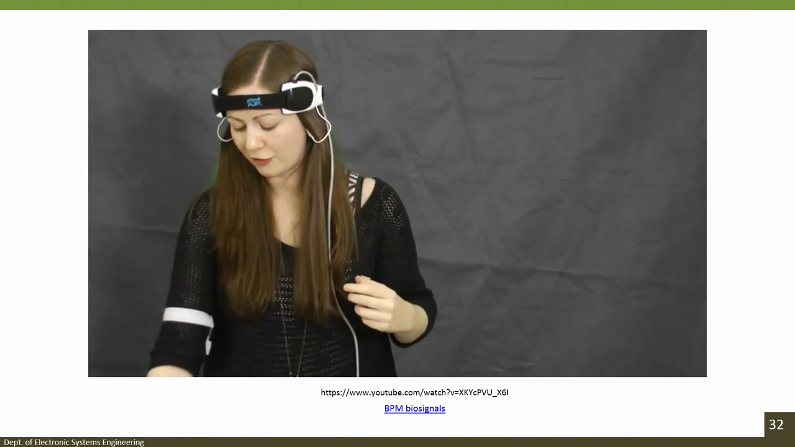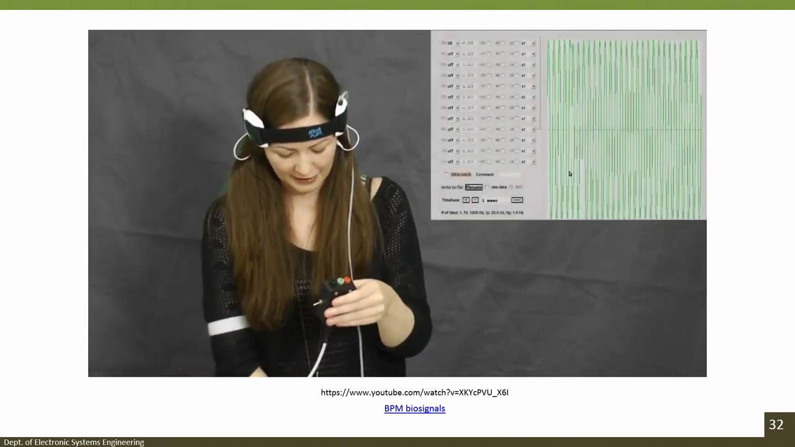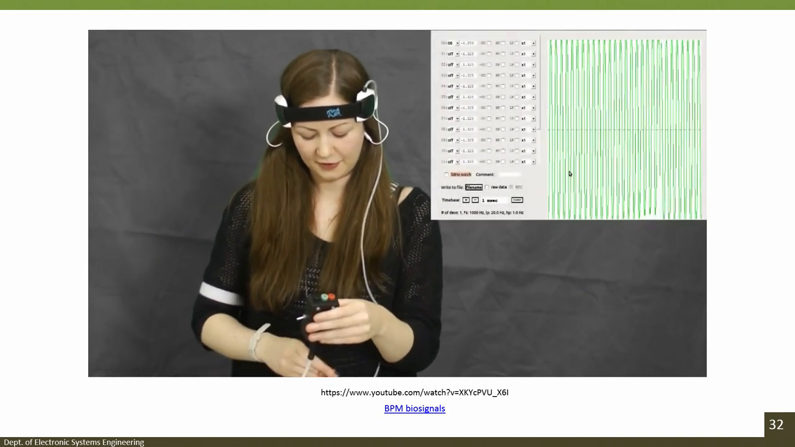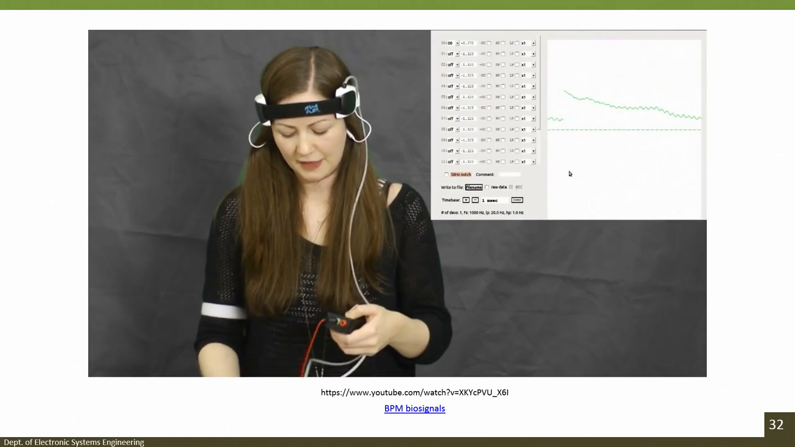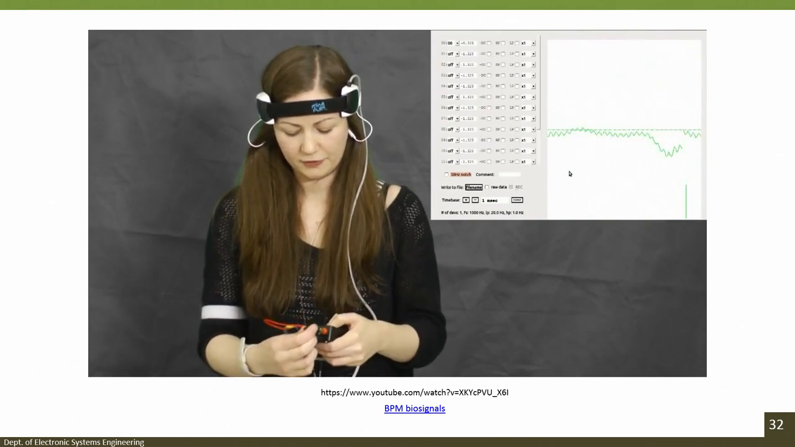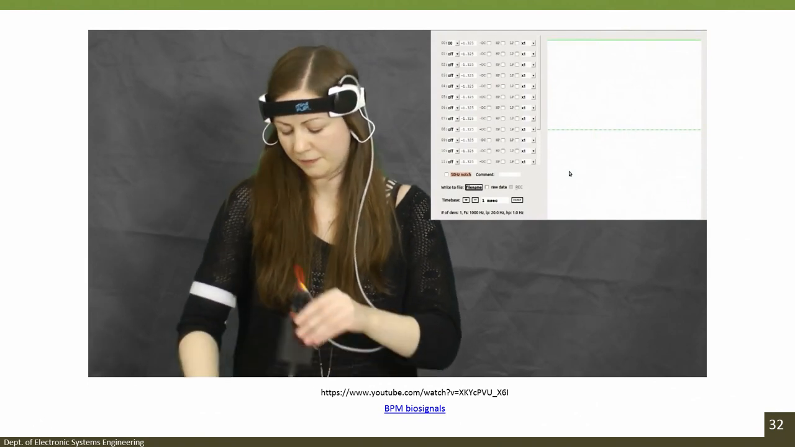And you may remember our bioamplifier from our previous videos, so we'll be using that again today. We're just going to connect the ground to the middle, and then our positive electrode and our negative. I'll just put this on my arm.